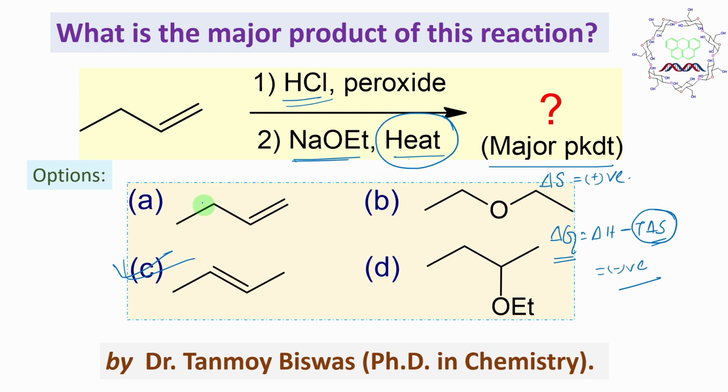And second thing, this halide is also secondary. A secondary halide doesn't show very efficient nucleophilic substitution, I mean SN2 type reaction. So obviously, in this case elimination will be preferred. Now, this is the overall discussion.